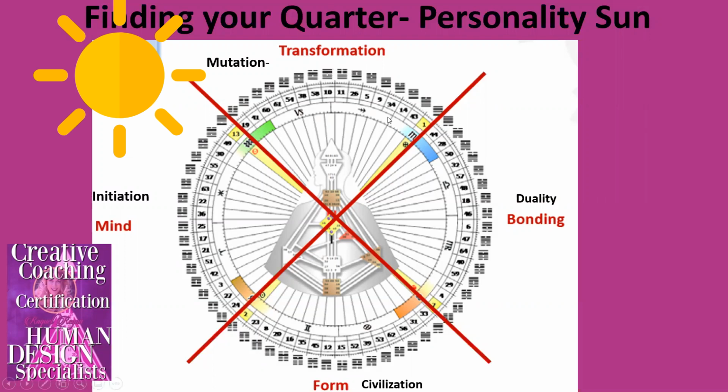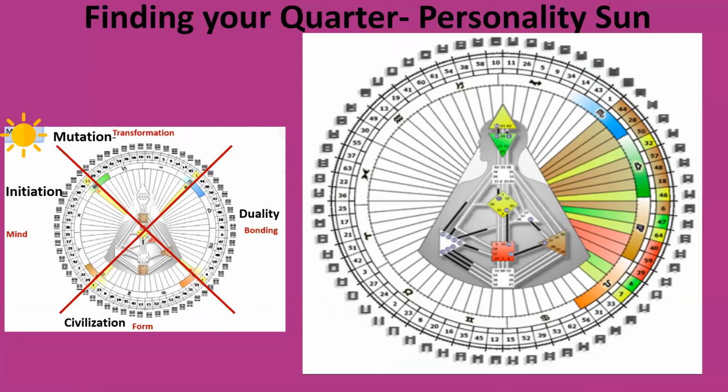When I call it the quarter of transformation, most people are calling it the quarter of mutation. So this is the human design language and this is the BG5 language, okay? So mutation, duality, civilization and form, initiation and mind. And do not worry, I am going to tell you exactly what these mean, okay? So you'll notice here that there are 4 lines, and each one of these is a quarter.